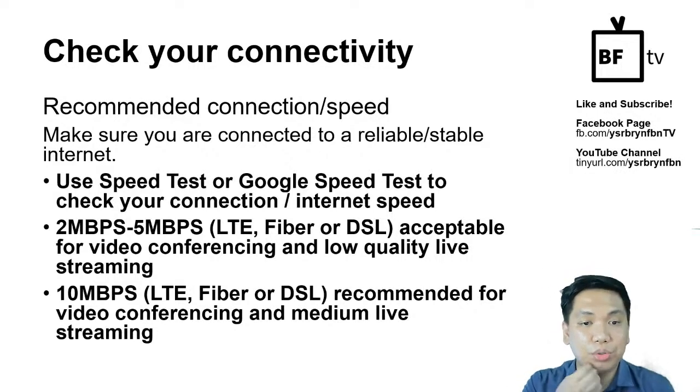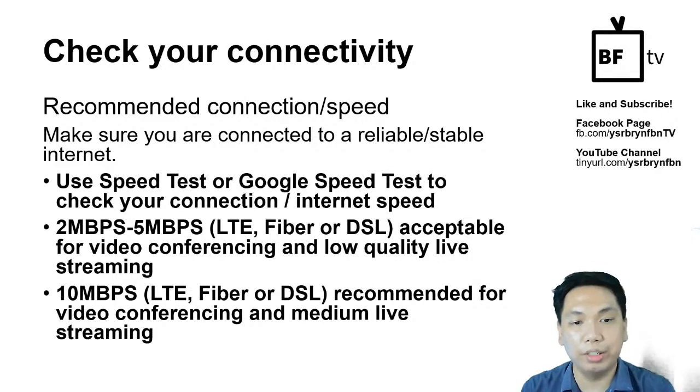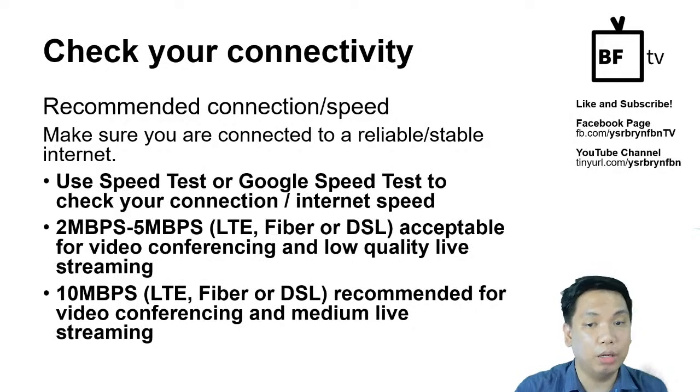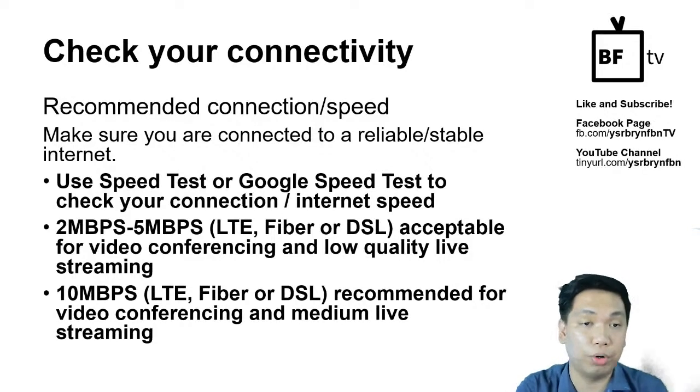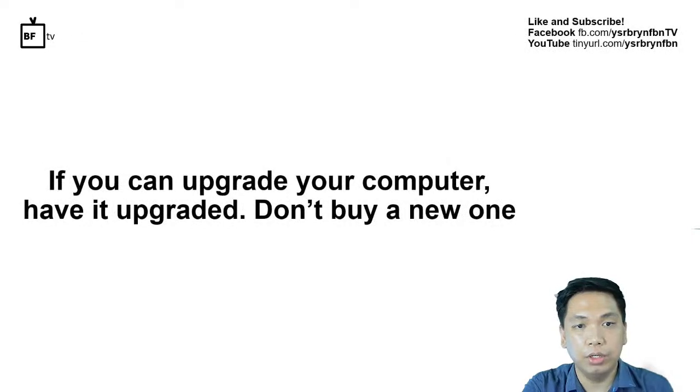10 Mbps using LTE, fiber, and DSL, but normally 10 Mbps is stable on fiber or DSL. That is recommended for video conferencing as well, and medium quality live streaming. With the higher speeds, you can live stream at high definition or 4K, depending on your device. If you can upgrade your computer, have it upgraded.